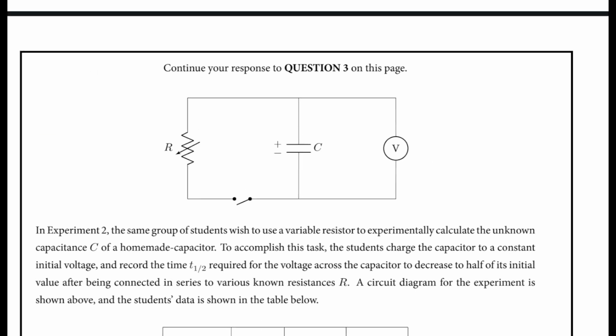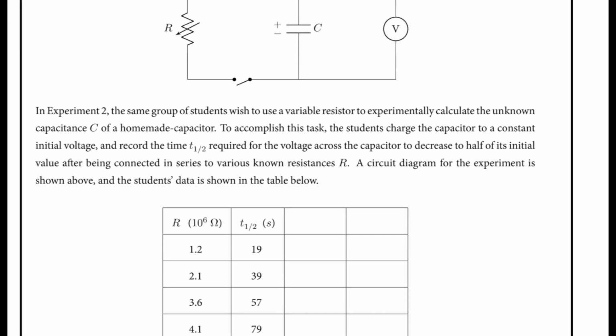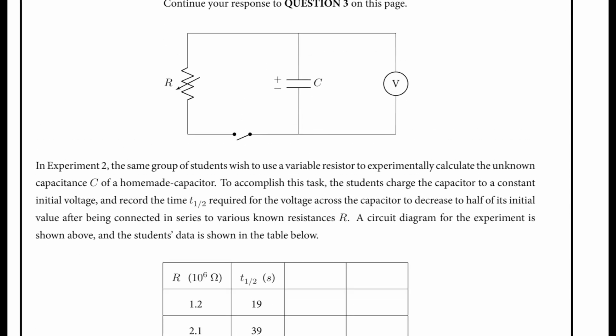Now we have the second part of the lab question, which has us looking at an experiment that we did not do, or we did not create, and we have to actually analyze it. So here we have just a discharging capacitor where a group of students are using a resistor at different resistance settings and measuring how long it takes a capacitor to halfway discharge through the resistor, or essentially measuring its half-life.